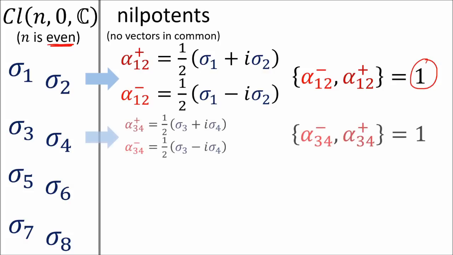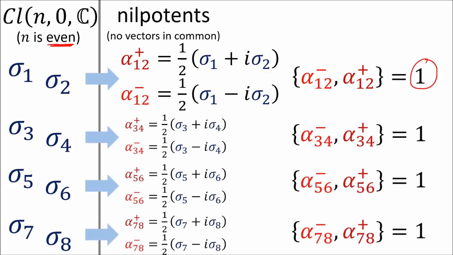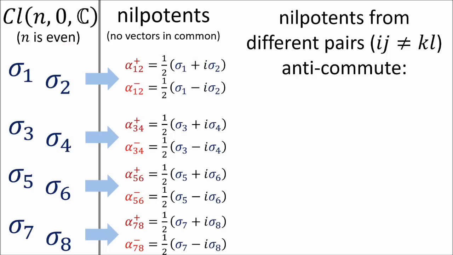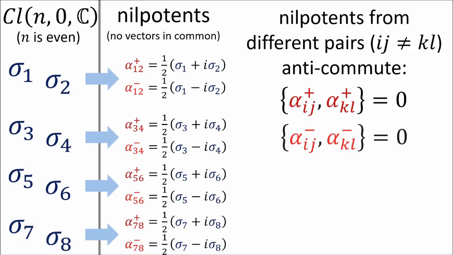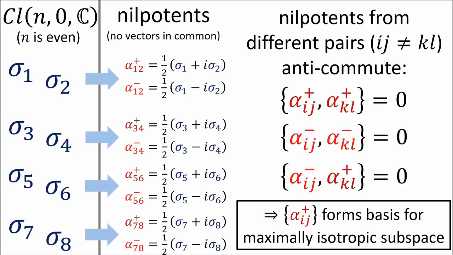We can build more nilpotent pairs that anticommute to 1 using similar formulas, making sure that no basis vectors are used in more than one pair. Note that all the alpha pluses and alpha minuses from different pairs anticommute with each other. This means that all the alphas from different pairs are mutually orthogonal with each other. This means that the set of alpha pluses form an orthogonal basis for our maximally isotropic subspace.